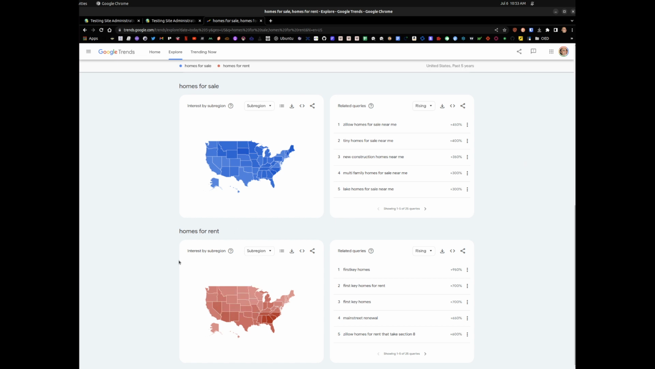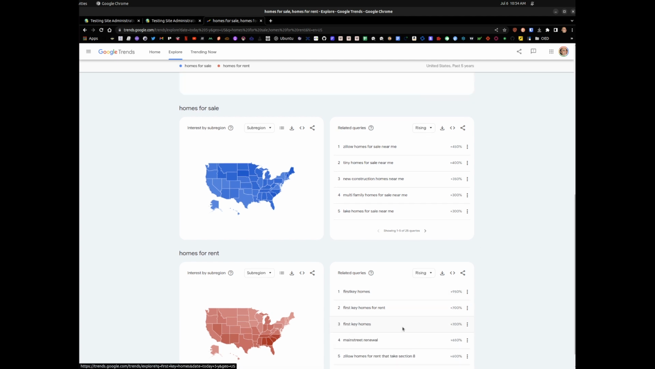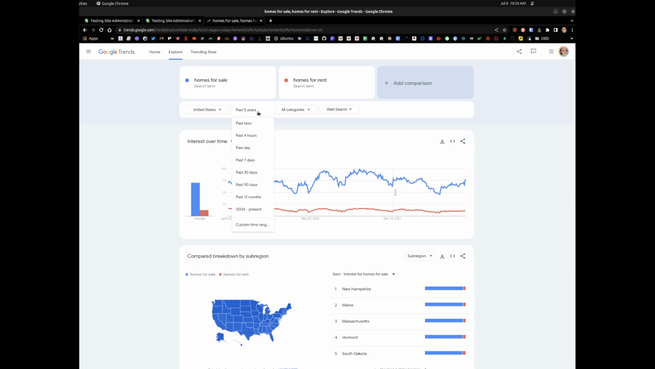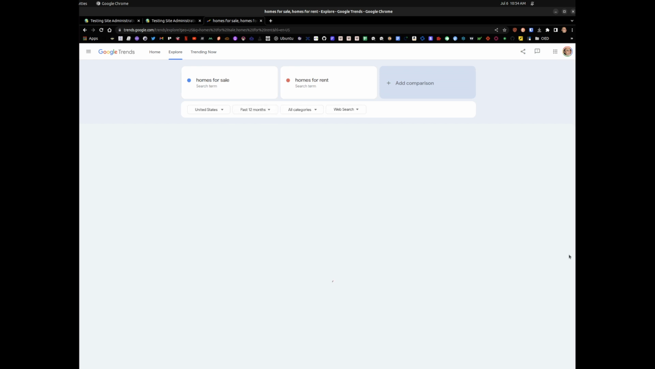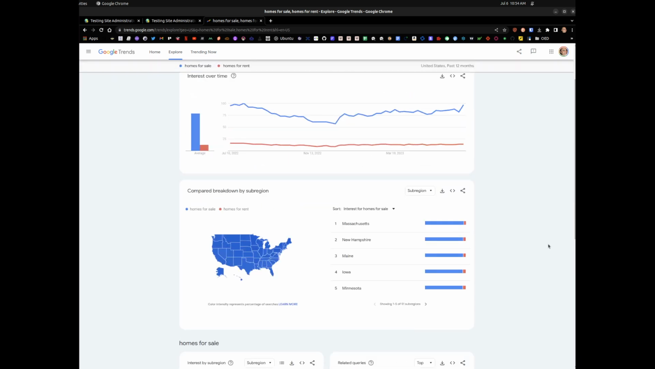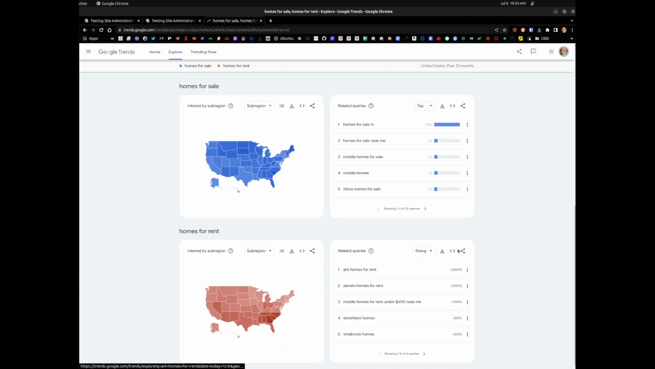Same for homes for rent. They were typing homes for rent, and then one related keyword was First Key Homes for rent, Main Street Renewal, and so on and so forth. If we were to go back just a year, you see that the percentages will actually go up. Well, these weren't just 100%, just those jumps there. You can see 200% here.